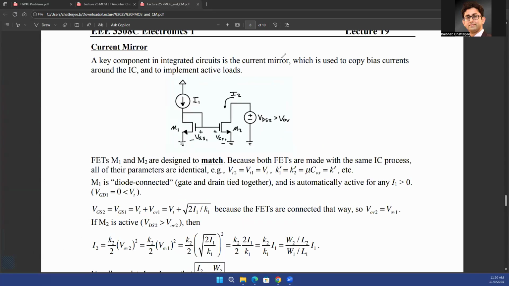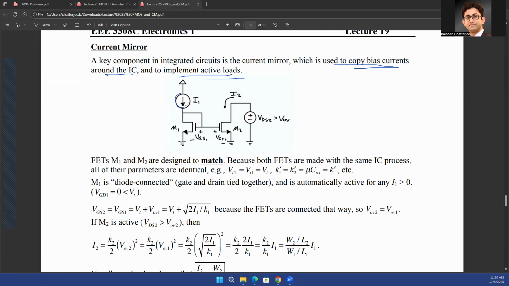The job of the current mirror is to copy bias currents around the IC and to implement active loads. We'll also learn what we mean by active loads, but for now, let's just say that the job of the current mirror is to copy the bias currents. You have only one bias current from the external world, and you're going to create the other bias currents using this circuit. So how does it work?